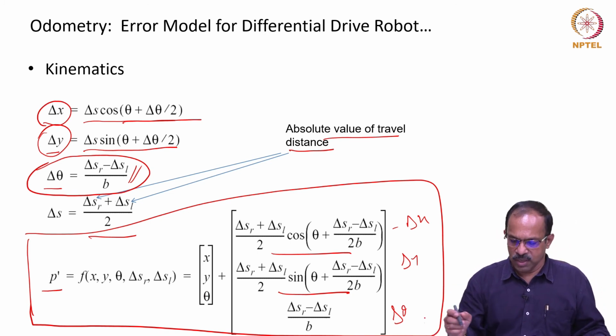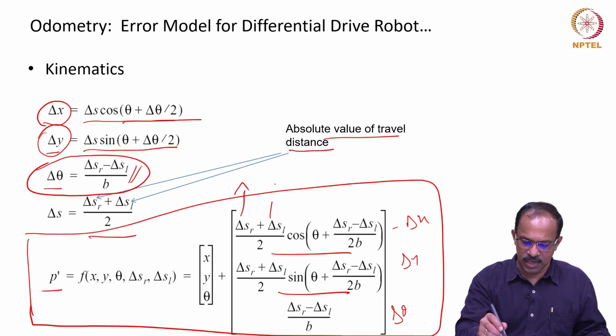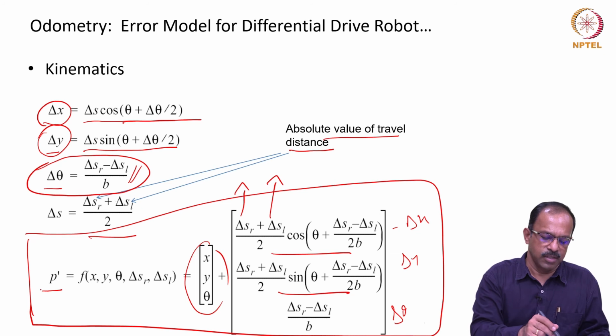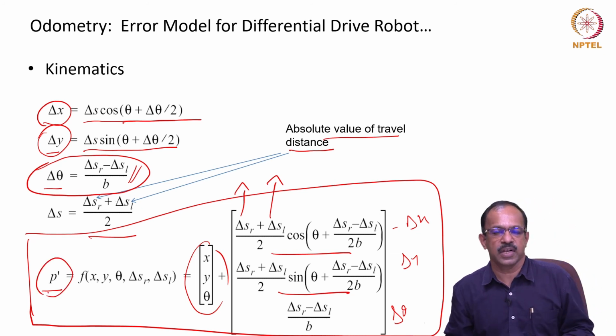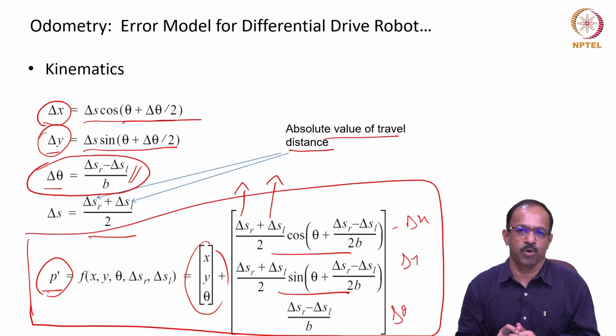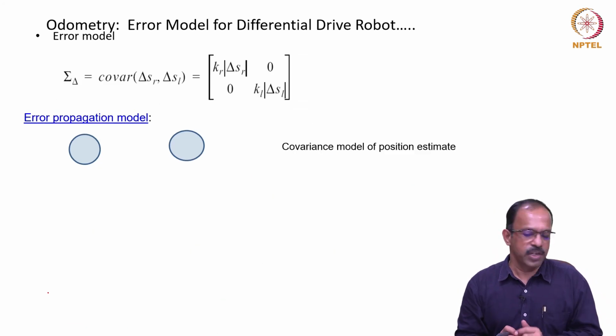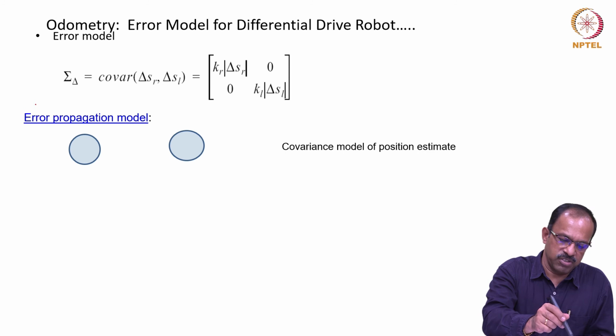Now, the question is, if there is an error in delta SR and delta SL, what will be the error in this new position P dash? That is what we are interested in. That is basically the error model for differential drive robots. To do this, we need to look at the error propagation model.